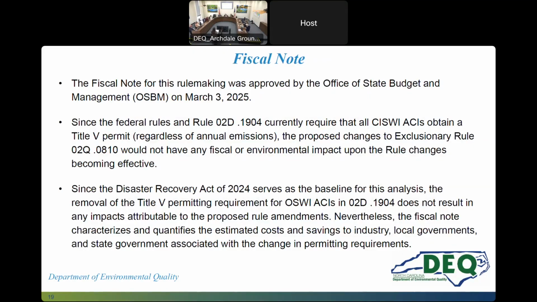And since the Disaster Recovery Act of 2024 serves as the baseline for this analysis, the removal of the Title V permitting requirement for OSWI ACIs does not result in any impacts attributable to the proposed rule amendments. Nevertheless, the fiscal note still characterizes and quantifies the estimated costs and savings to industry, local governments, and state government associated with a change in permit requirements.